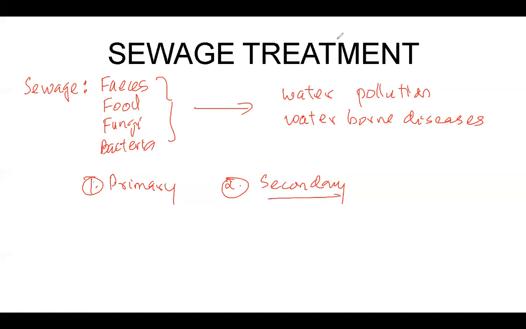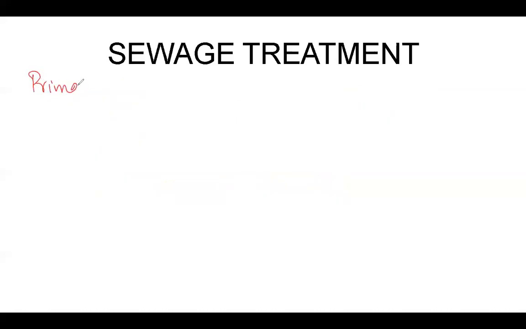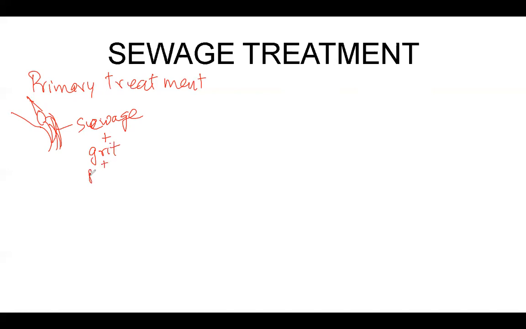Okay, look at the primary treatment. What exactly is the primary treatment? Let's say that's a sewage, right? And what do you find in this? Plenty of bacteria, fungi, decomposing food, and human waste, right? This might also contain large and small particles, like grit. Grit means sand. It might contain plastic. You might find glass, right? All these should be removed.